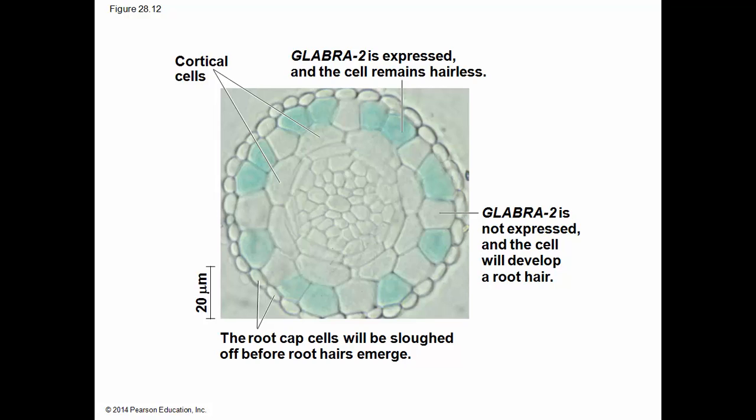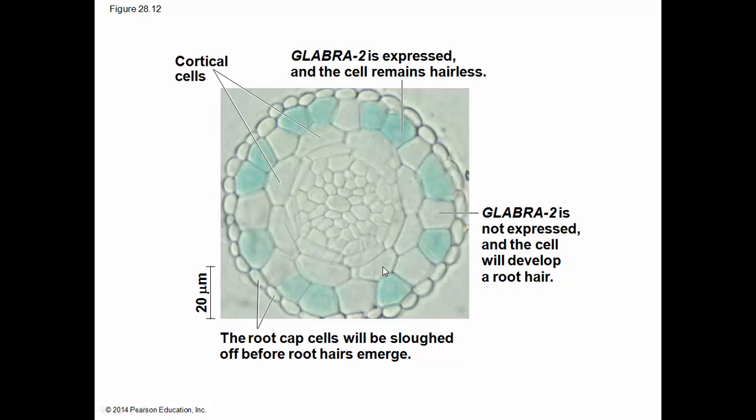Okay, so in this structure here, they've been able to dye this gene where glabra2 is expressed, and these cells will remain hairless. In these other cells that do not have the glabra2 gene expressed, these cells will develop root hairs. In this way, it spaces out the cells to differentiate and to form different root hairs.